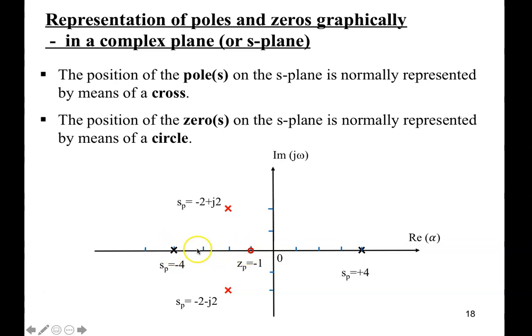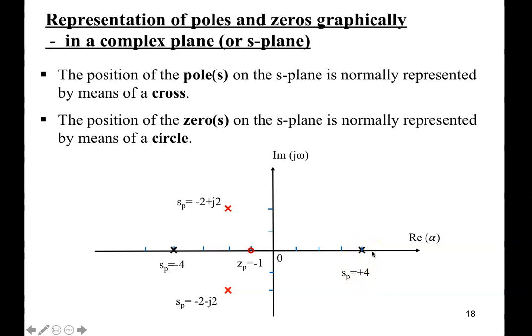That's minus 1, minus 2, minus 3, minus 4. So minus 4, that's a pole. That's a real number. This is a real number. This is why they all sit on the real axis. And I could also have a pole on the right-hand side, that's s equal to positive 4. Again, that's a real number, so it sits on the real axis.